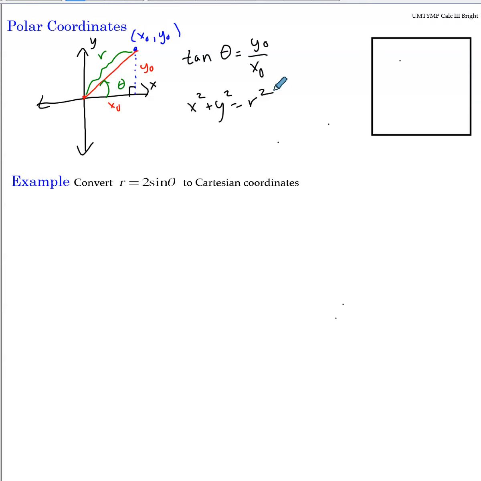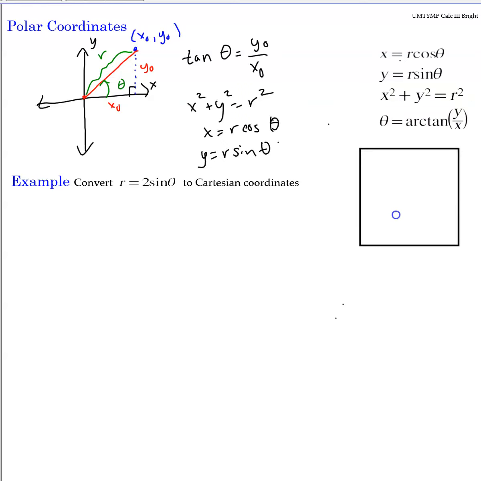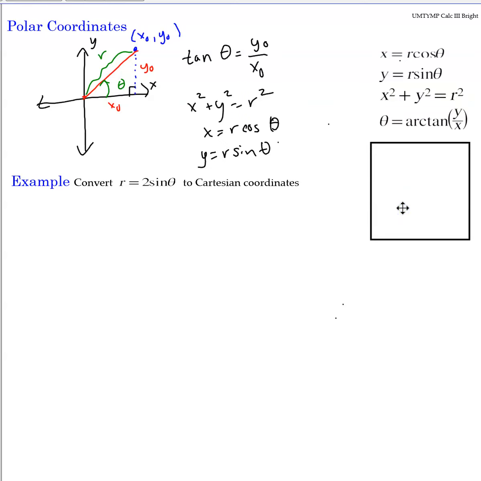The other definitions that come with all this is that we can say x is r cosine of theta, and then y is going to be r sine of theta. Okay, this all comes from right triangle trigonometry. All right, so that is everything that we have here. And certainly you could solve for tangent.